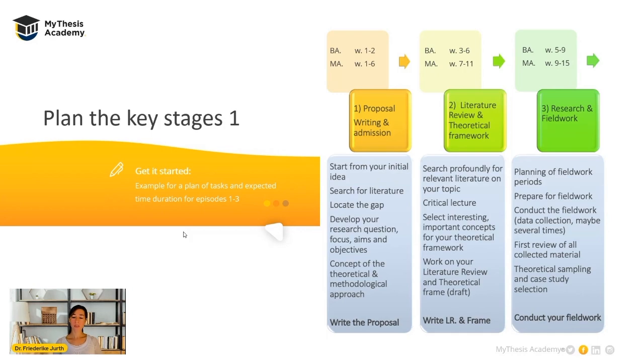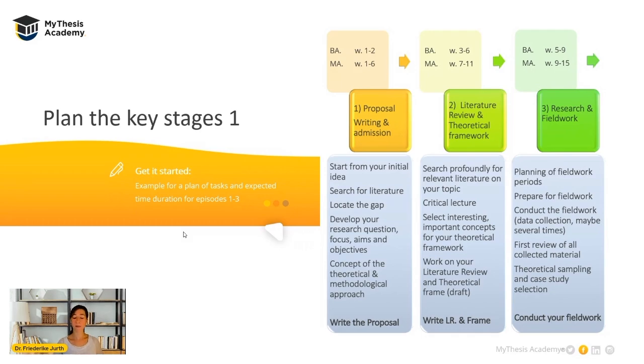Then you also should calculate some time for the first review of your collected material, to get an idea and to know if you need to go back and to collect more material, if there are some additional sources that you may need, and if the material that you collected is sufficient.